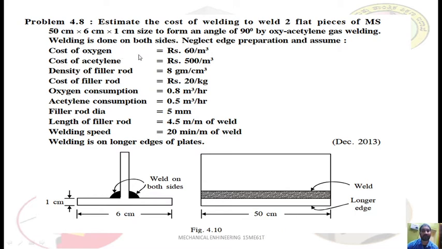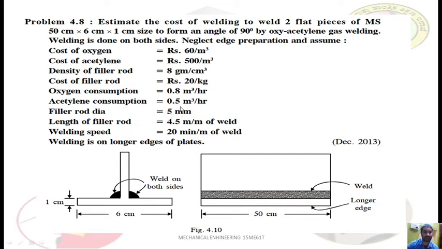The cost of oxygen is given in terms of meter cube. In terms of volume, 1 meter cube of oxygen costs rupees 60. Similarly, 500 rupees for acetylene. Density is for finding the weight. Cost of the filler rod is in terms of kg. So you have to find out how many kg of filler rod is required by using the density and the diameter of the filler rod.